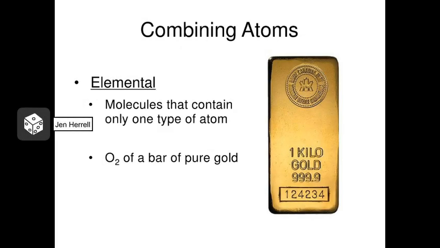There are different kinds of combinations of atoms that exist. If molecules form that involve only one kind of atom, then we call that thing an element or an elemental molecule. A great example of this is O2, or oxygen gas that we breathe, because it's only made of oxygen atoms. Or a bar of pure gold would only be made of gold atoms.